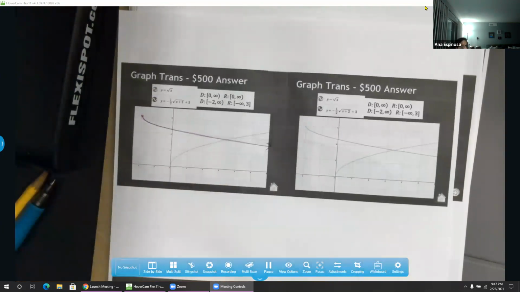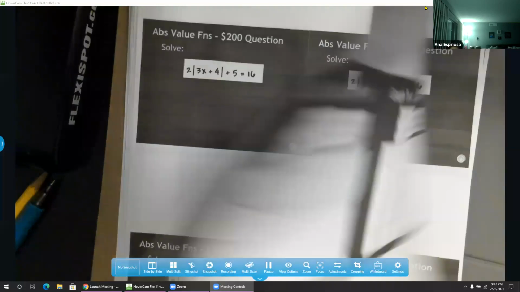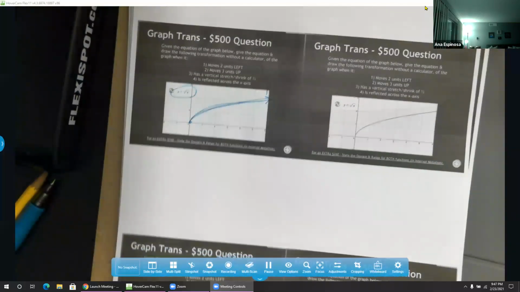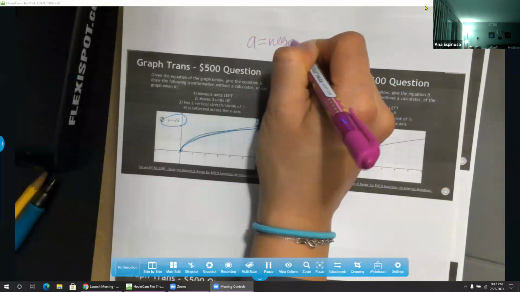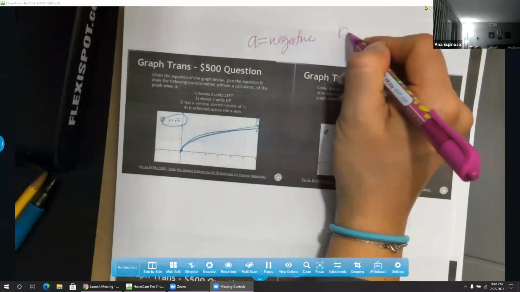One of the things that I do have to explain is the fact that when you have an equation and you have a negative, like when A is negative, it says to reflect.